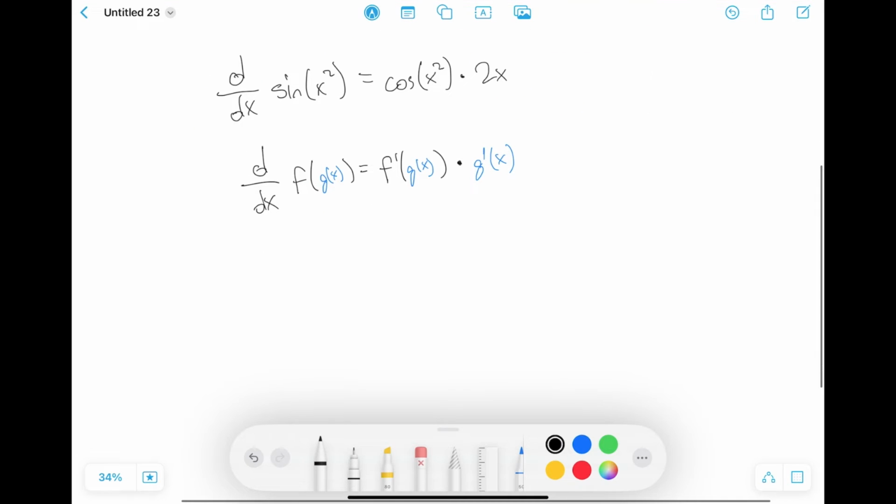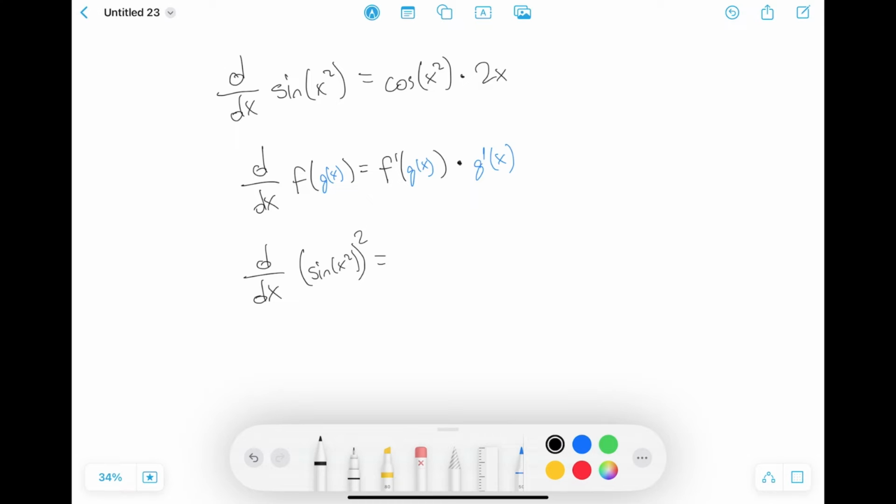We could go with a way more complicated example, which would be d over dx of, let's say, sine of x squared, all squared. So we're taking x squared, we're plugging it into sine x, and we're plugging that into x squared. This is kind of the same thing, but it's almost like the layers of an onion. We have to start from the outer and go inner.